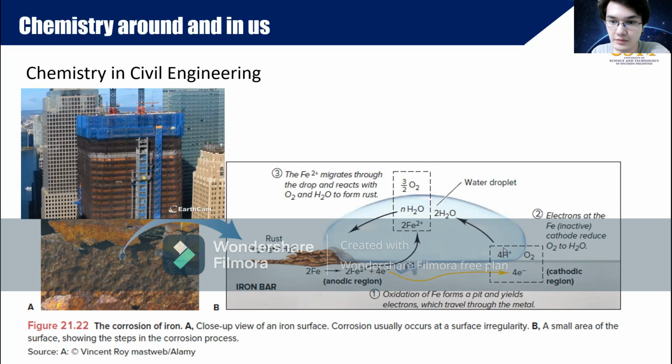So when that happens, the Fe2+ migrates to the water droplet. Then it reacts with oxygen and water to form rust. Mao na ni siya atong iron oxide and hydrate.